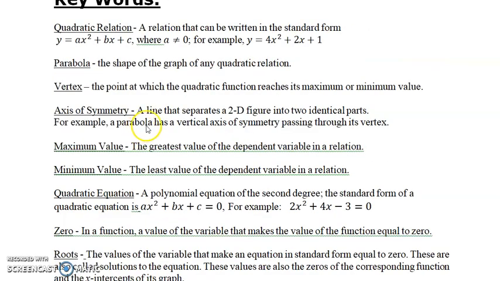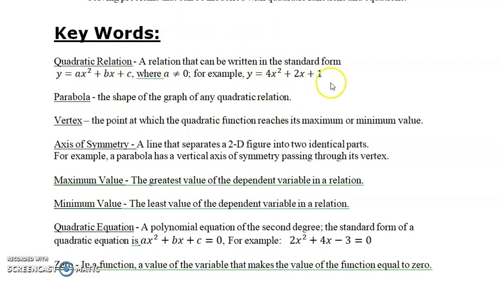Okay? So these are some of the key words. I'm not going to go through them now, but these are ones I'd like you to read. And these are some of the terminology I'm going to be using within the whole chapter.